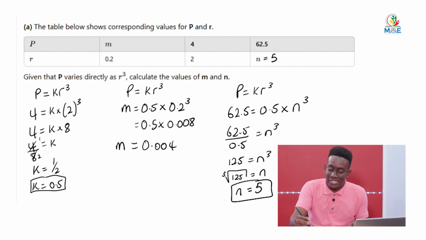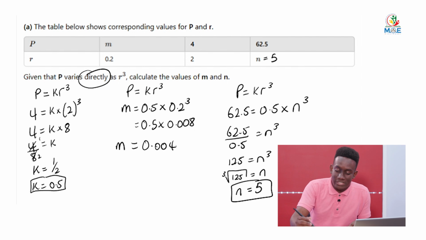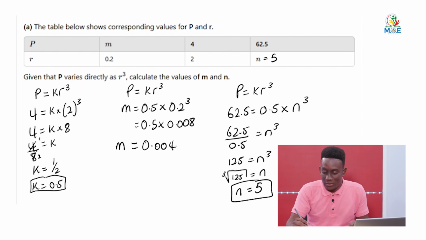And with that, this has brought us to the end of this video. I trust that you have a good understanding of how to answer these kind of questions when you are given the table and you want to find the corresponding values on the table. Remember, variation, you just need to compute the formula, see if it's directly, and if it's inverse. We know if this had said varies inversely, it will be P is equal to K over R cubed. But it did not say inversely, it said directly.